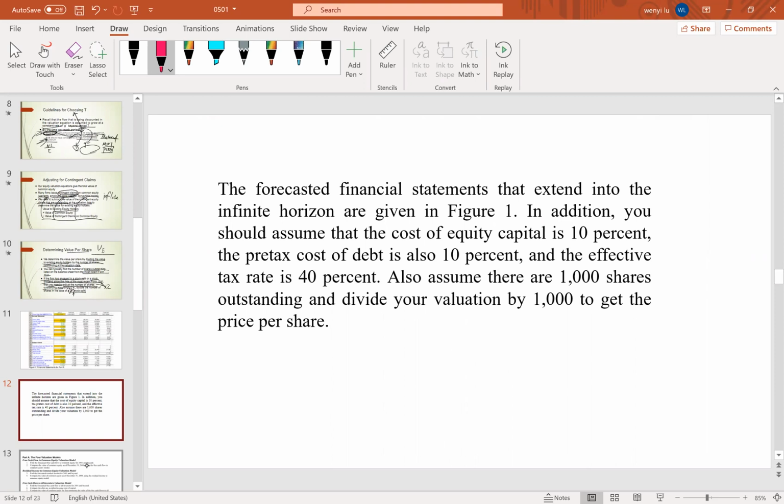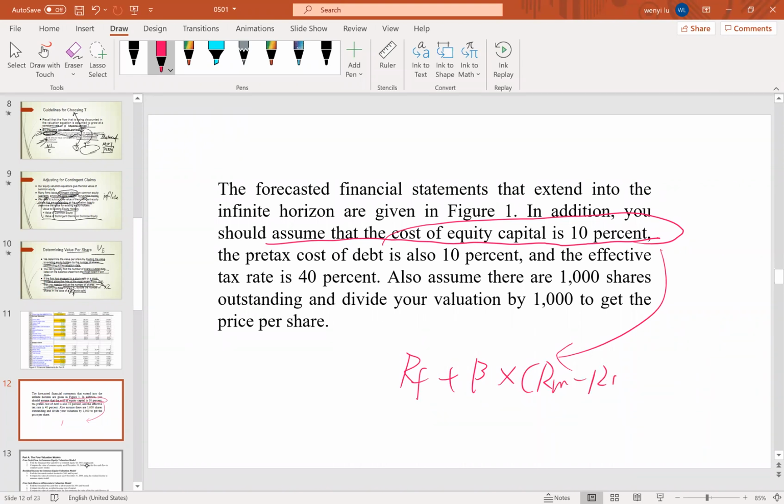We assume the cost of equity is 10%. If you don't know this number, you can also solve it by yourself, using the risk-free rate plus the beta times (RM minus RF), the CAPM model. Or you can use our DDM model, the dividend over P(t minus 1), plus g. Based on whether dividends are paid or not, you will choose the relevant formula.